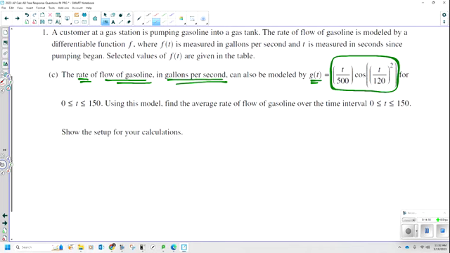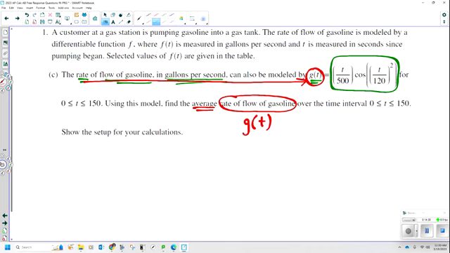Anytime, the main concept here is whenever I'm finding the average of something, it's not the average slope. It's the average rate of flow of gasoline. What is the rate of flow of gasoline? G of T. So if this is G of T, and it's a rate, and I want to find the average value of that rate, I just integrate the rates. Please do not forget to put dt. You will get points taken off if you don't have a dummy variable. And I'm doing that from 0 to 150.